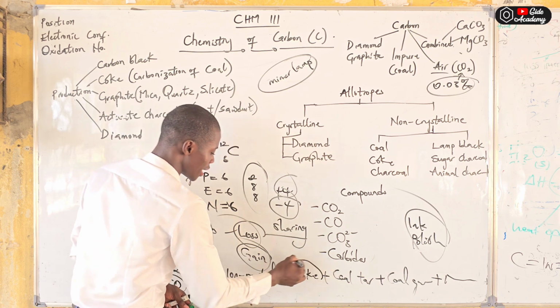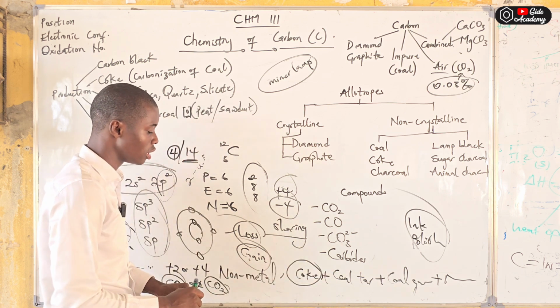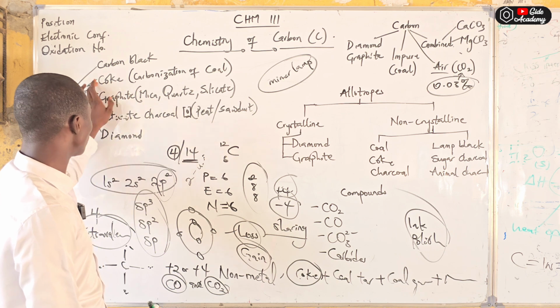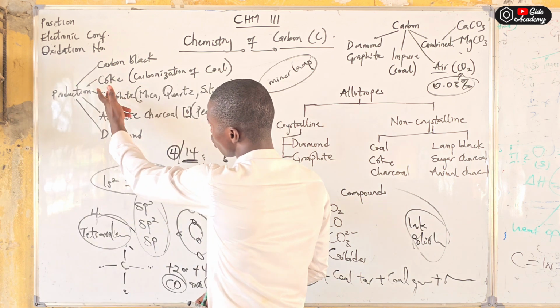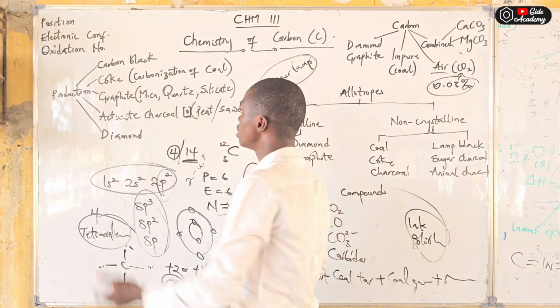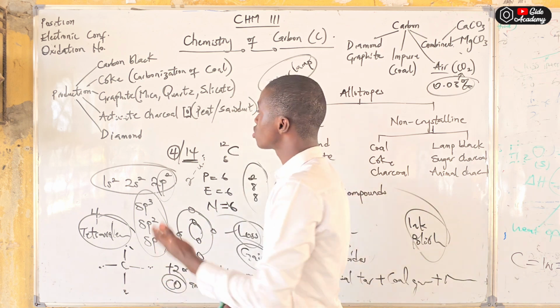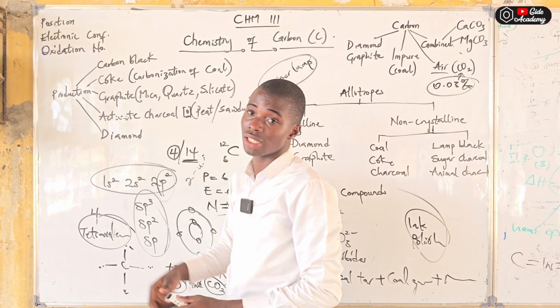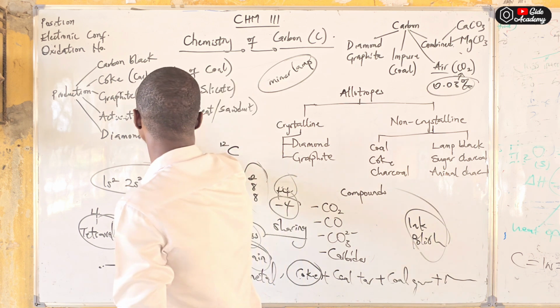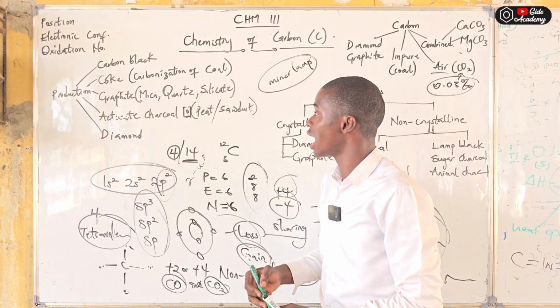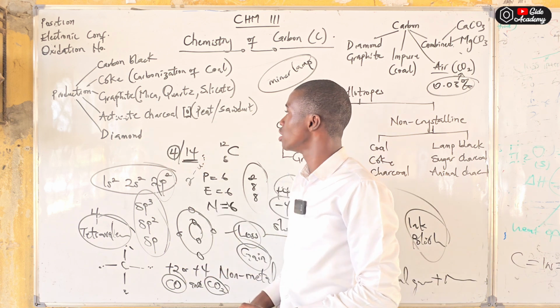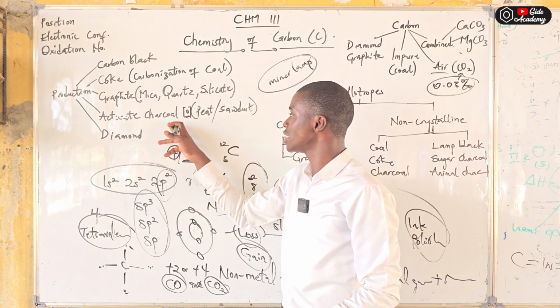So this coke here is a fraction from the carbonization of what? Of coal. So please take note. And coke, actually we can call it carbon. Carbon black is called carbon. Soot is called what? Carbon. The other thing there is what? Is graphite. Graphite is a mixture of mica, quartz, and silicate. And graphite, as you all know, is an allotrope of what? Of carbon.